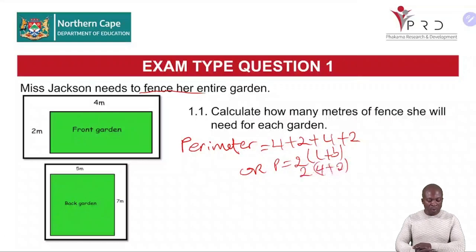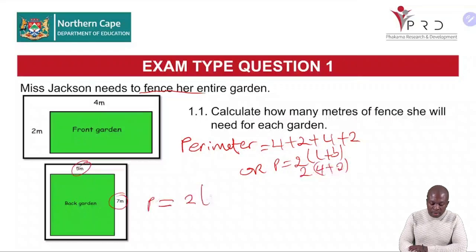Let's look at the second one. Our shape here is the back of the garden, or the back garden. So we have 5 meters and 7 meters. How do we find our perimeter? We will say P equals 2(7 meters + 5 meters).